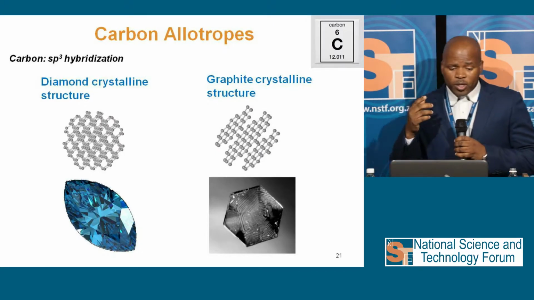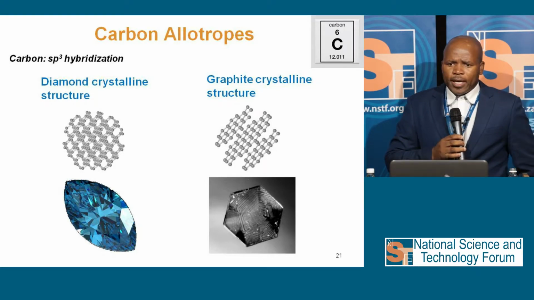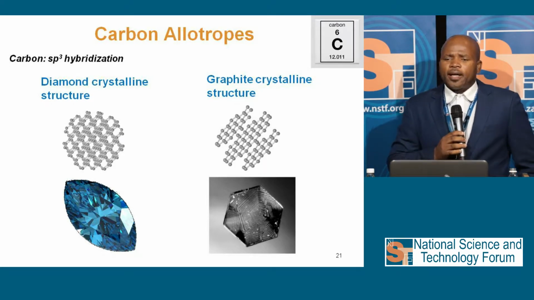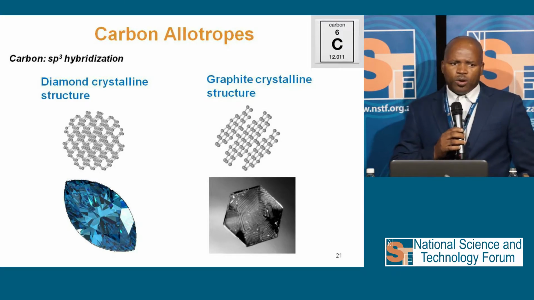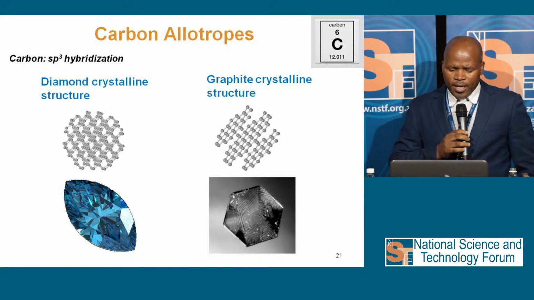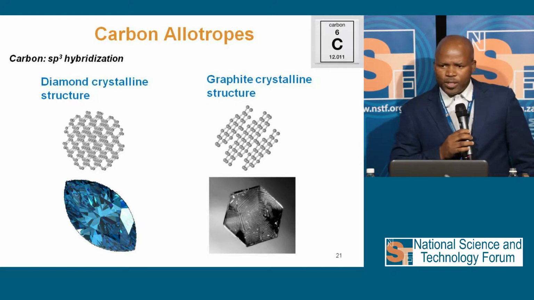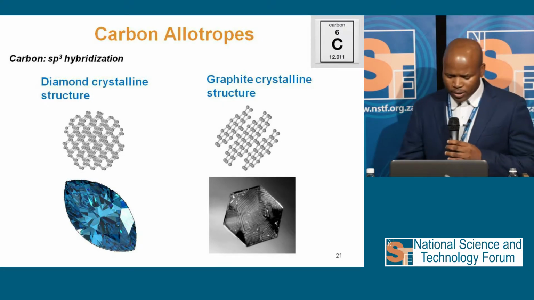So as I'm talking about carbon, which I said today is going to be my example, carbon has various allotropes, and we may all know that. Diamond is one of them, and also graphite, which has already been highlighted, is also an allotrope of carbon. So that's just carbon.